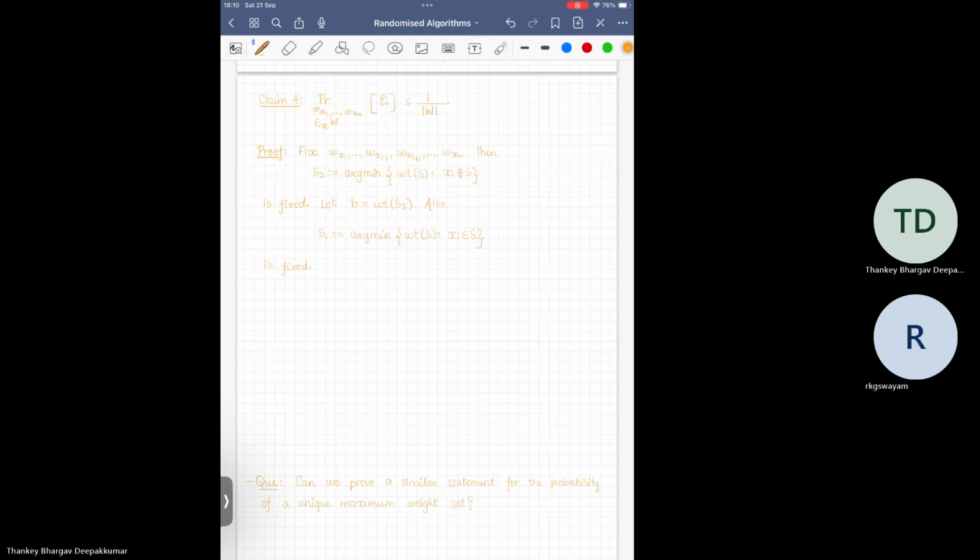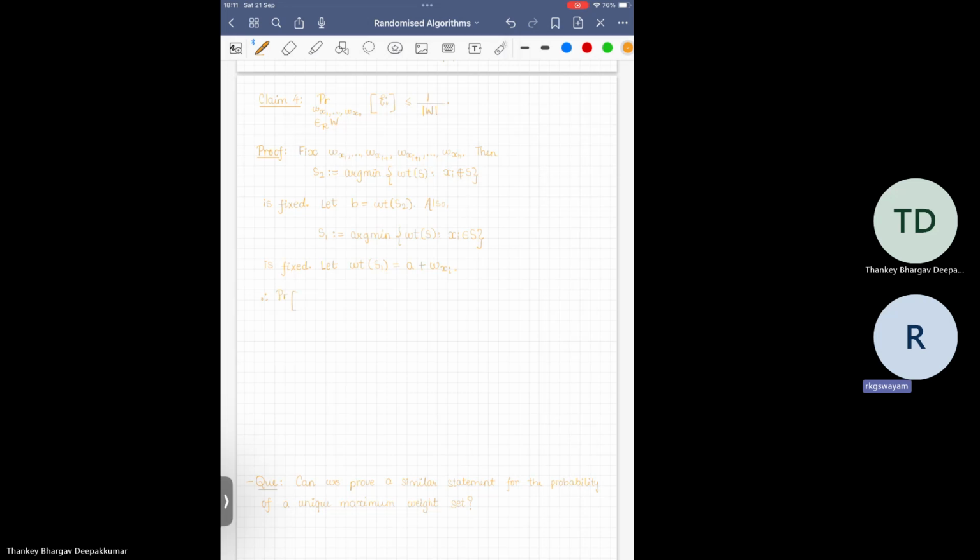So just by fixing the weights of everything else, the weight of S1 and S2 became fixed. I haven't fixed this yet, but this is fixed, right? Okay, so now what do I want to avoid? I want to avoid weight of S1 and weight of S2 becoming the same, right?